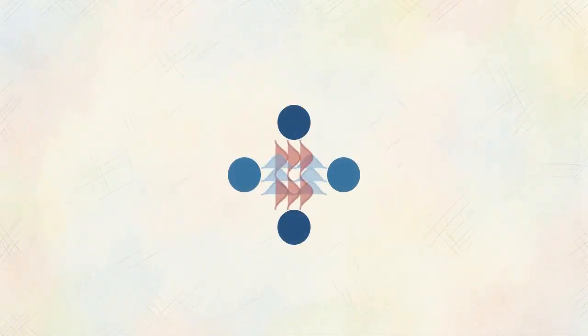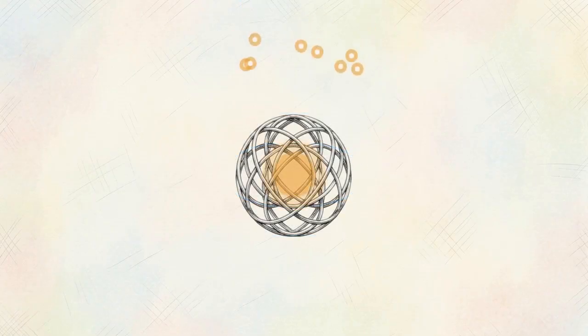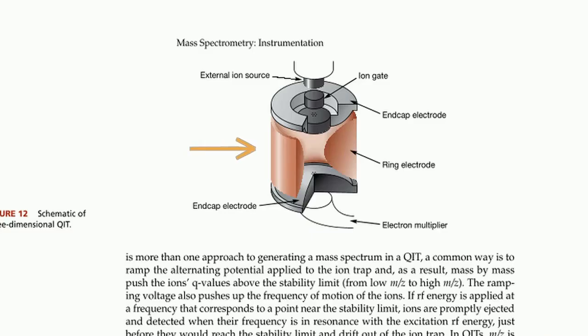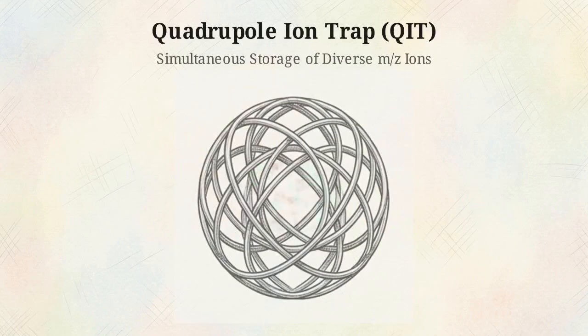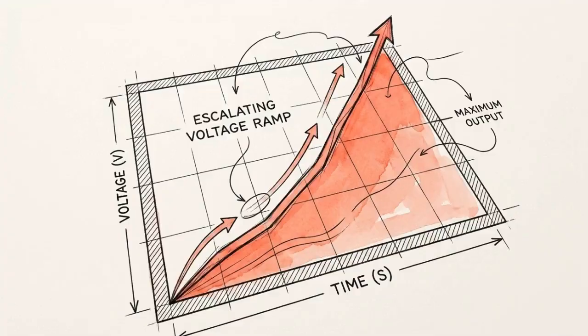Those same oscillating fields can be adapted from a 2D filter into a 3D holding pen, allowing for the accumulation and sequential release of ions. By taking the geometry of the 4 continuous rods and folding them into a central ring electrode capped by 2 end cap electrodes, engineers built the quadrupole ion trap. Unlike the continuous filter, the trap holds a massive, varied cloud of distinct m/z ions simultaneously, suspending them together in stable figure-8 orbits. To read the mass spectrum, the instrument applies an escalating voltage ramp to the ring electrode.